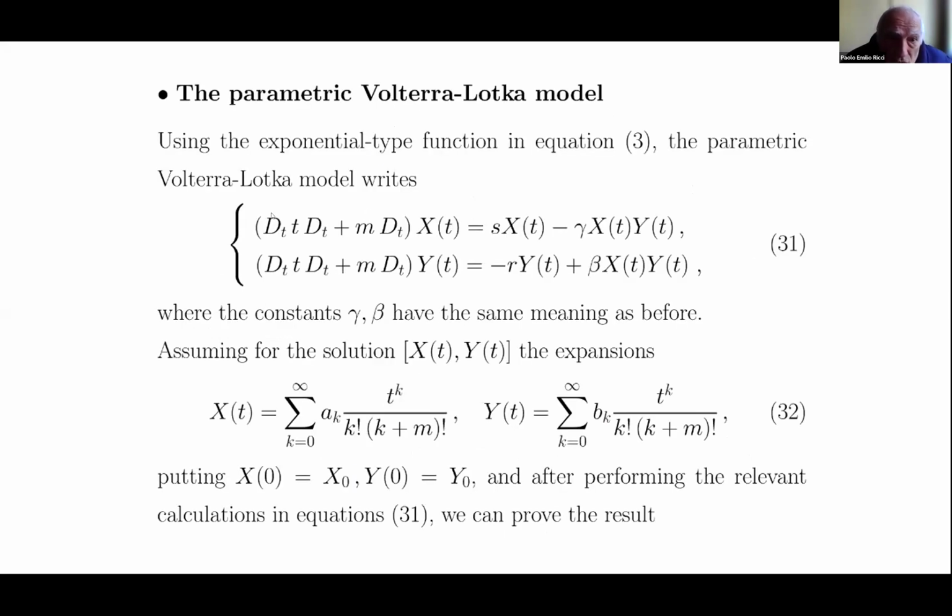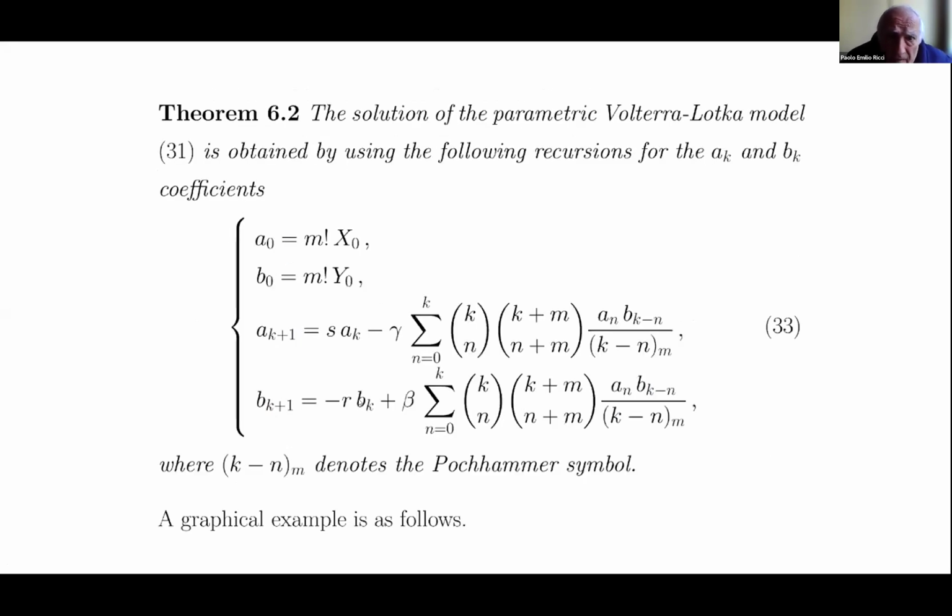The parametric case is similar, using the new operator D, which is the Laguerre-type derivative plus m times d over dt. The solution is the couple of functions written in this form with the coefficients a_k and b_k. This is the theorem we have found: the parametric Volterra-Lotka model is obtained by the following recursion, where the a_k and b_k coefficients are given in this form.